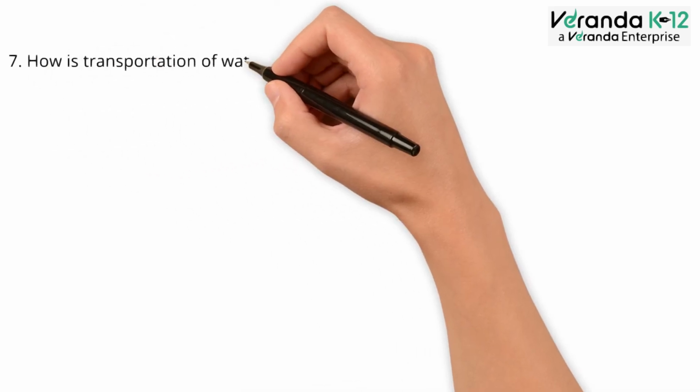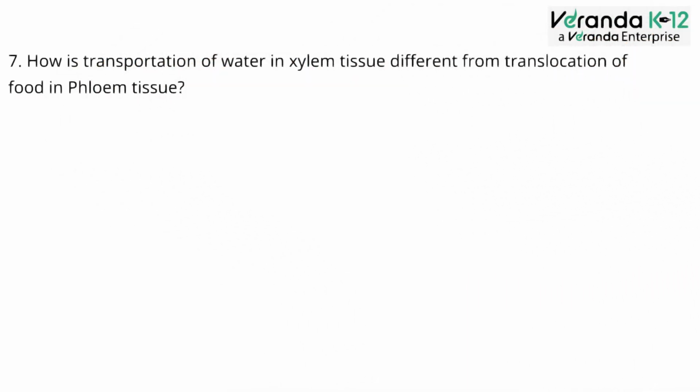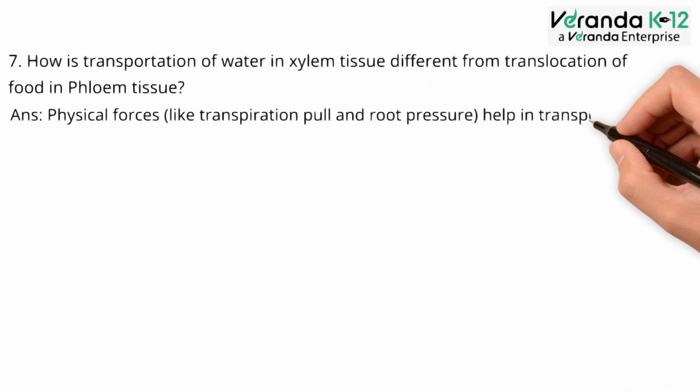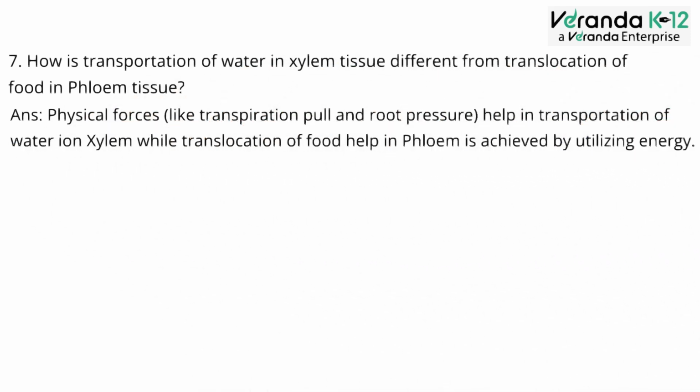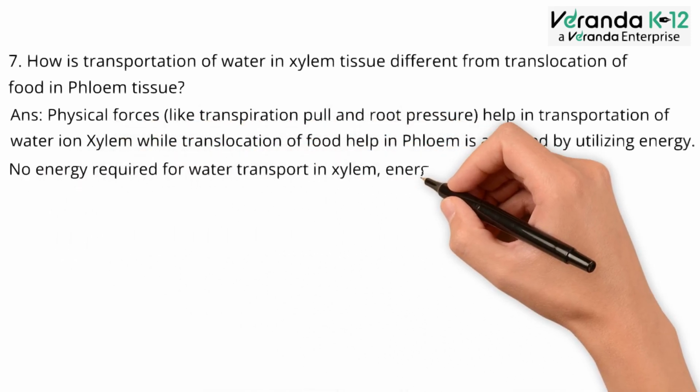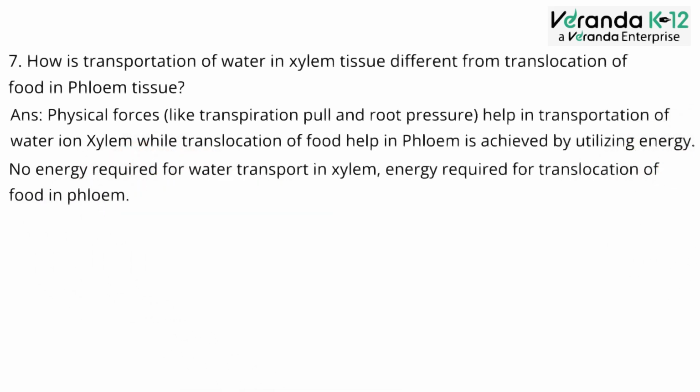Question number 7. How is transportation of water in xylem tissue different from translocation of food in phloem tissue? Answer. Physical forces like transpiration pull and root pressure help in transportation of water in xylem, while translocation of food in phloem is achieved by utilizing energy. There is no energy required for the water to be transported in xylem, whereas energy is required for the translocation of food in phloem.